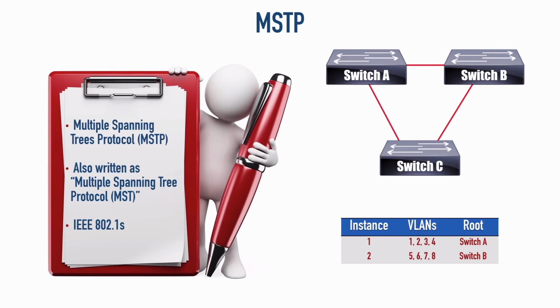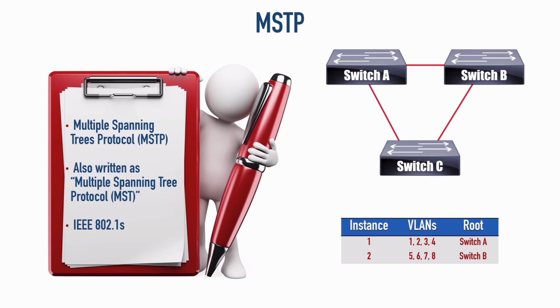Well, instead of running 8 different instances of spanning tree, as we would do with PVST+, what if we did this? What if we said, if we break it down, there's really only 2 spanning tree topologies that we need. One that has switch A as the root and one that has switch B as the root. So instead of creating 8 different spanning tree instances, let's just create 2 instances, and that's what we've done here. We said in instance 1, switch A is the root. In instance 2 of Multiple Spanning Trees Protocol, switch B is the root, and we'll assign VLANs to the appropriate instance.